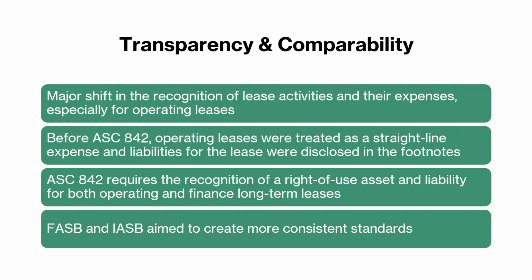ASC 842 made it so that the right of use asset and the liability had to be recognized on the balance sheet for any long-term leases, which is any lease longer than 12 months. Short-term leases up to 12 months are still under ASC 842 recognized as straight line expense and no asset recognition.